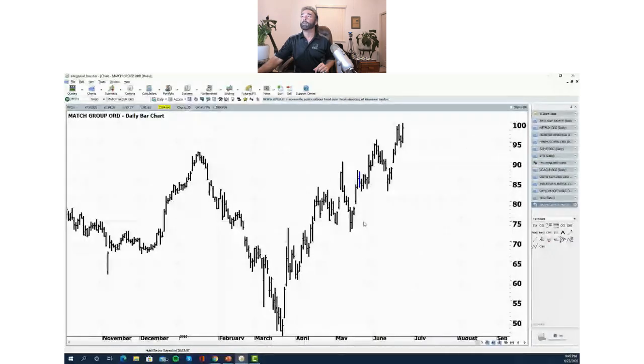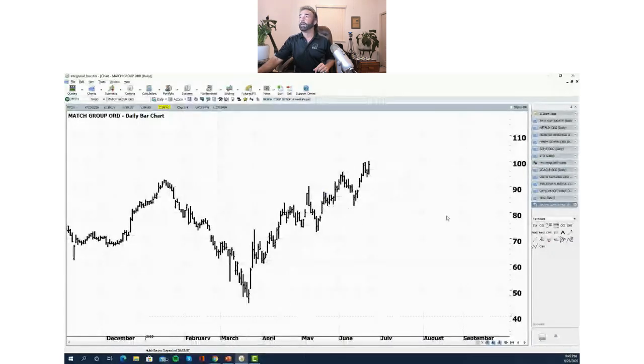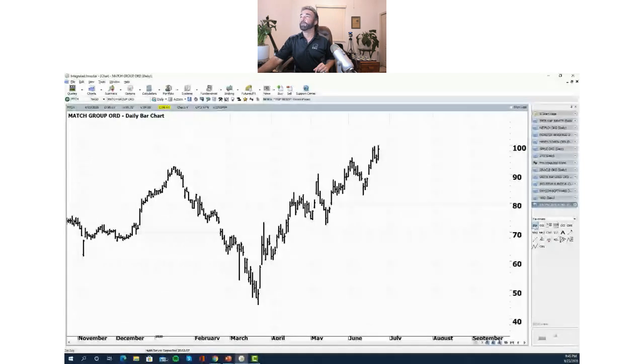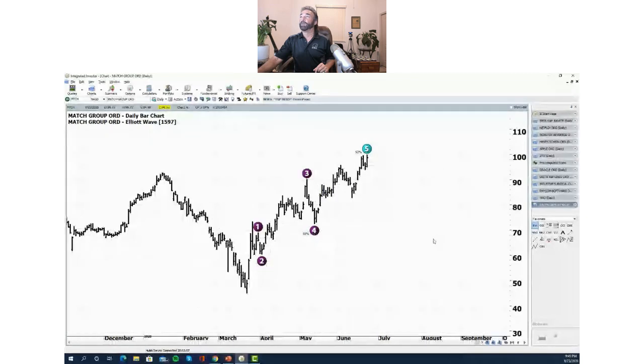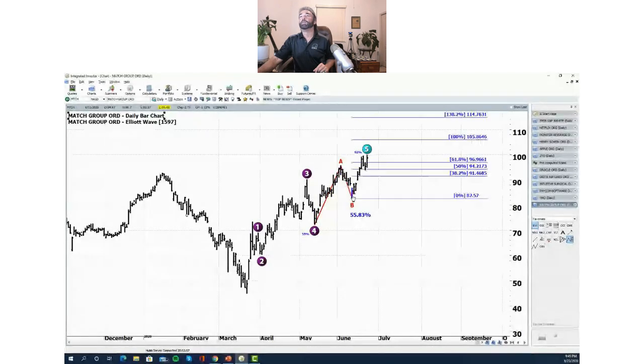And we'll pick Match. The online dating things have been doing well because of everybody being at home. Look at that zigzag pattern. Yeah, I love it when you see stuff like this. When people question whether or not this stuff really works or not, they just don't spend enough time looking at it. So there's a 50% corrective level in the B. The C is at 61.8.